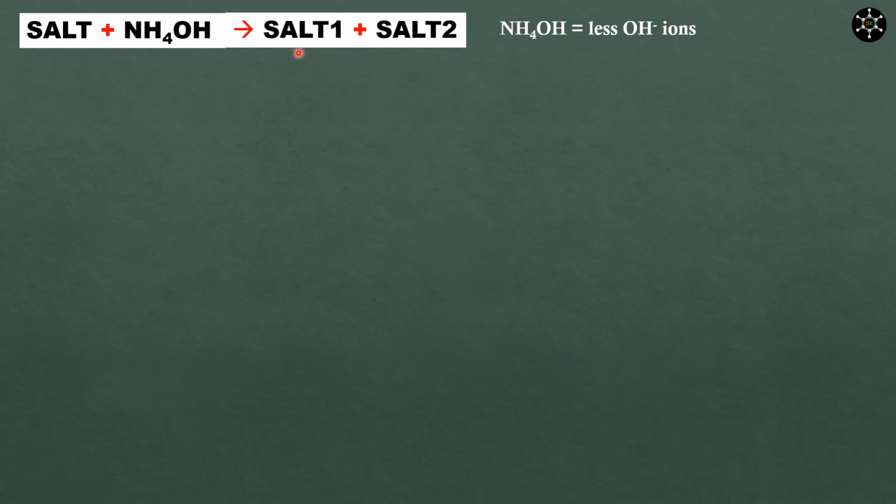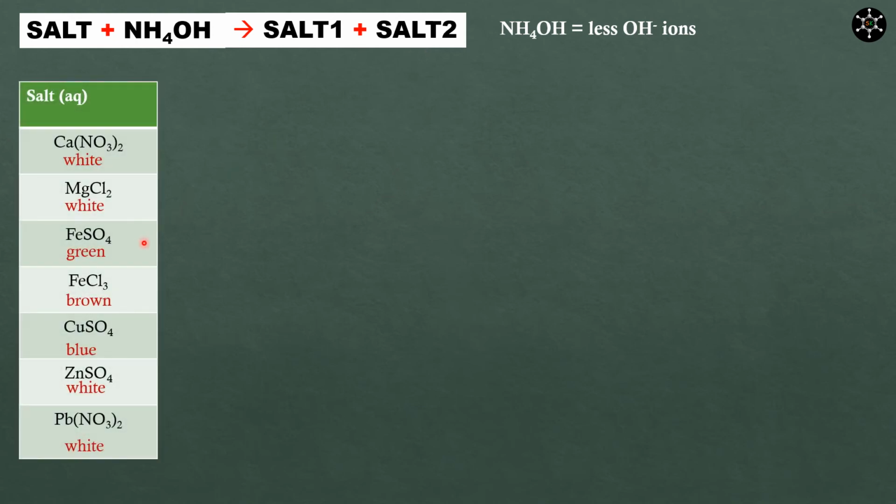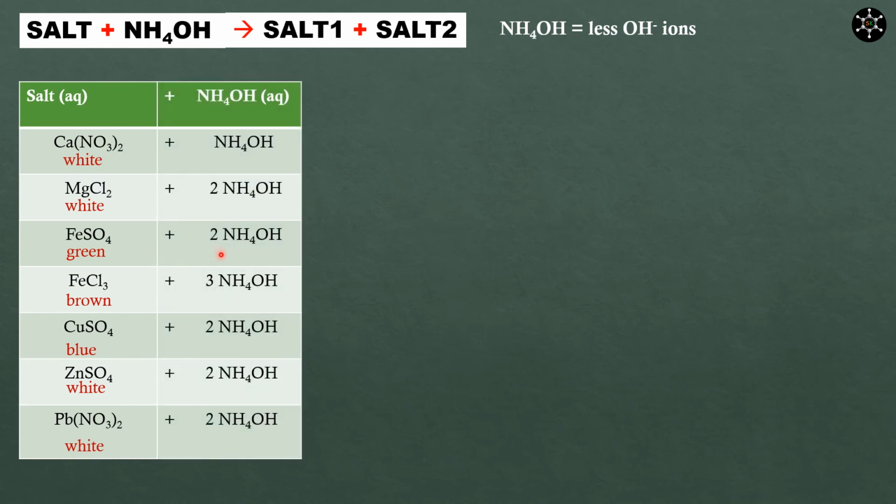Ammonium hydroxide is a weak base which undergoes partial dissociation in water, forming ammonium ions and hydroxyl ions. In short, ammonium hydroxide means less hydroxyl ion concentration in solution. When ammonium hydroxide is treated with a salt, it gives us two salts. One of them is soluble in water, another one is insoluble and forms a precipitate. Even over here, we are considering the same set of salts which we have considered with sodium hydroxide. These salts are treated with the required amount of ammonium hydroxide.